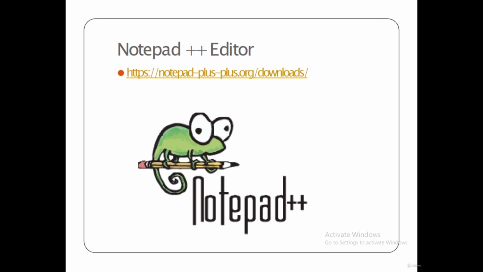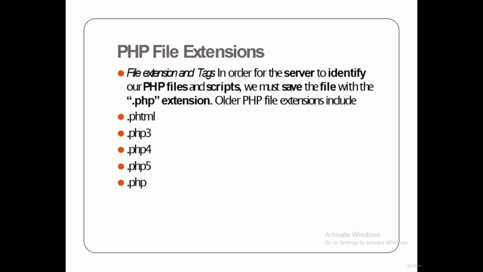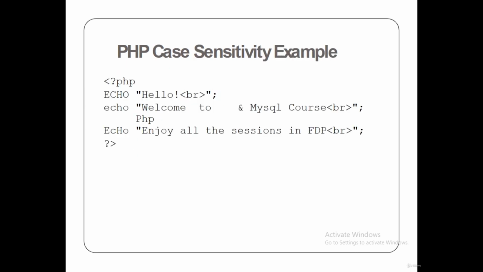Next we need an editor. In that editor, we refer to the Notepad++ editor. We provide a link to download and install the editor. After installation of Notepad++, we need the extension. Basically, the file extension is needed in order for the server to identify PHP files and scripts. We must save files with the .php extension. Older PHP extensions include PHTML, PHP3, PHP4, PHP5 and PHP. Normally we call it PHP, which is case sensitive. It's a very important thing.